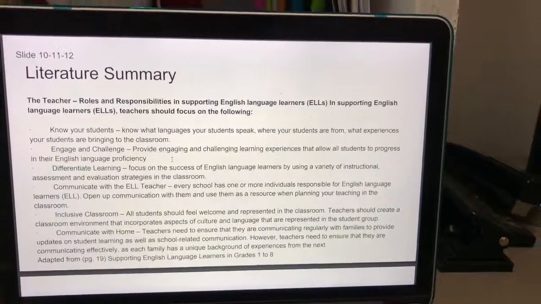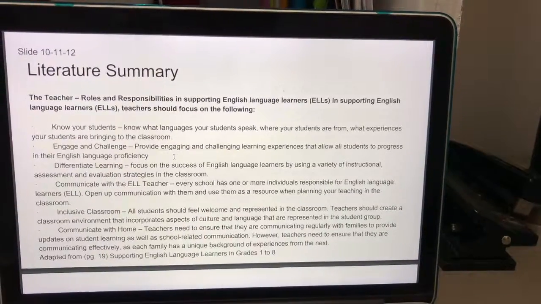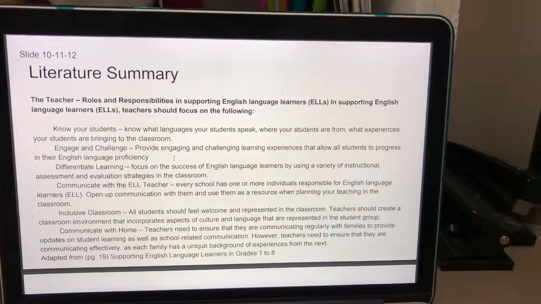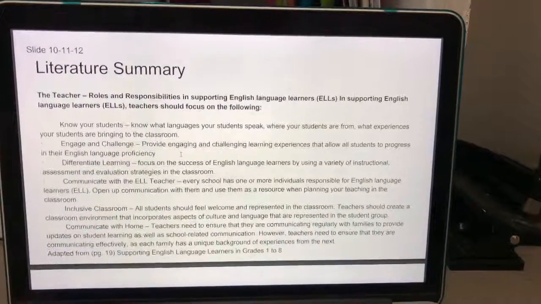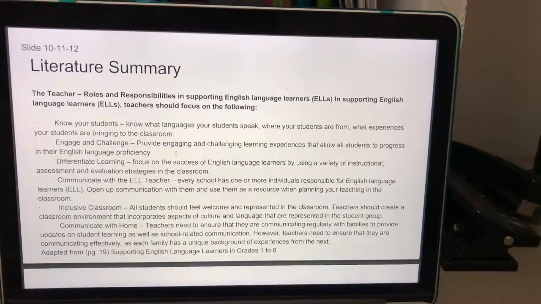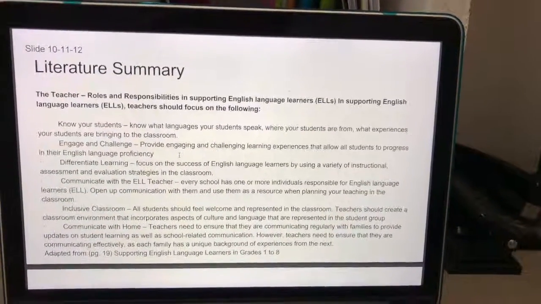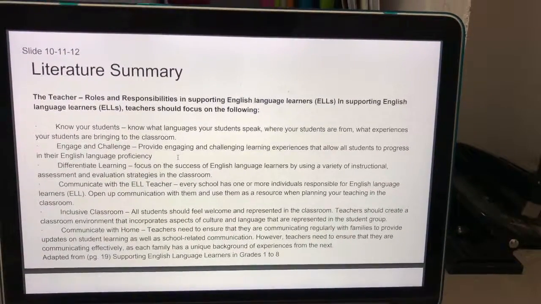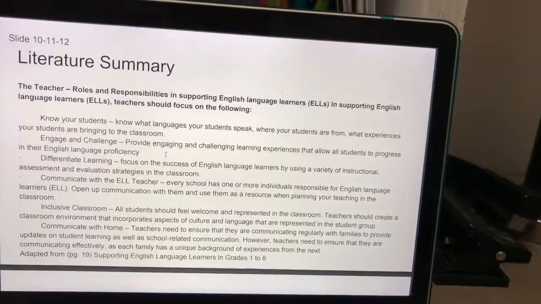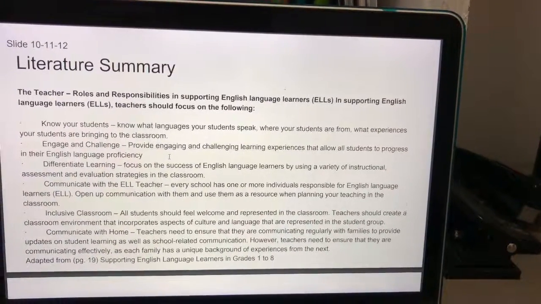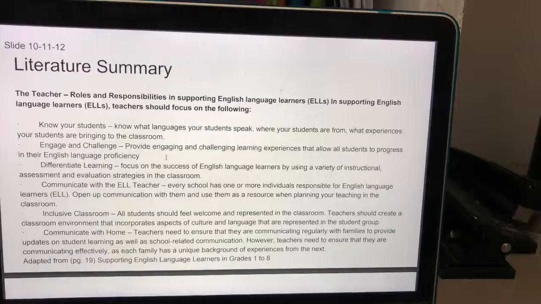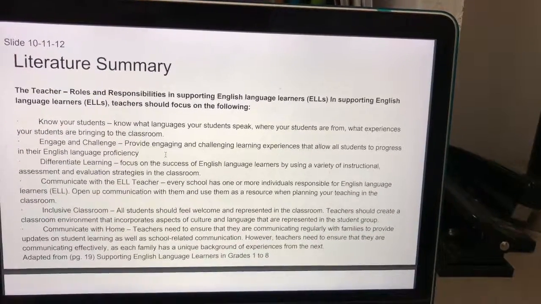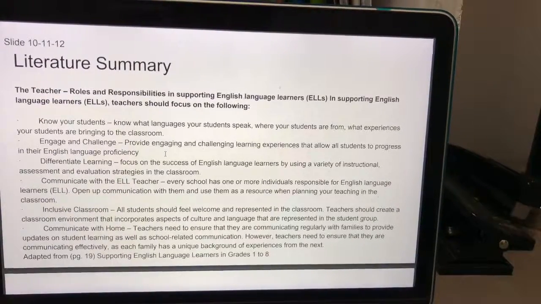So in terms of literature summaries, the roles and responsibilities supporting English language learners, basically I've listed some of the steps teachers should focus on. The first would be knowing the students: the language your students speak, where they come from, and what experiences they are bringing to the classroom. Then, provide an engaging, challenging learning experience that allows all students to progress in their English language proficiency, differentiated learning. This all highly applies in an ELL classroom. Also, communicate with the ELL teacher, create an inclusive classroom, and finally, given the chance, communicate with home.